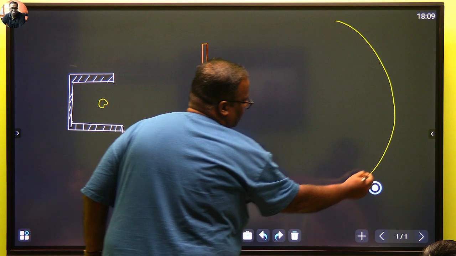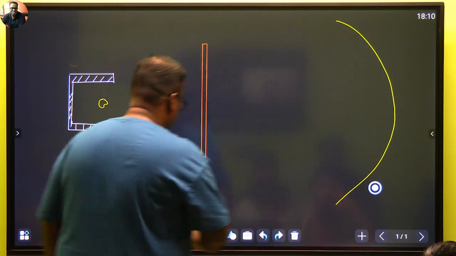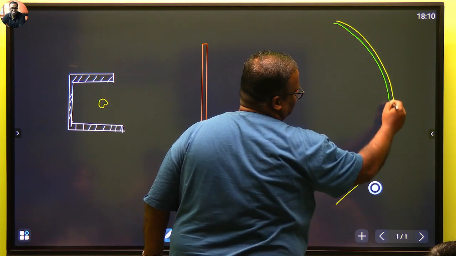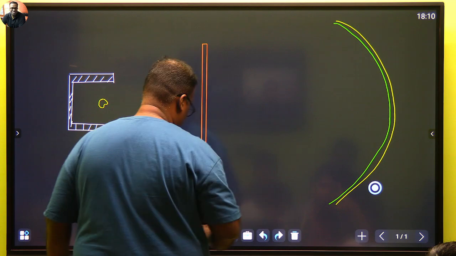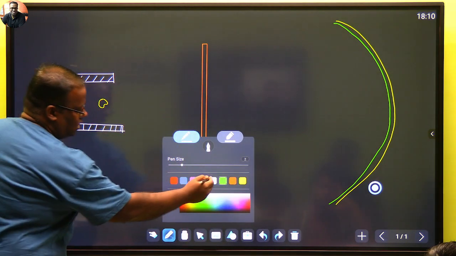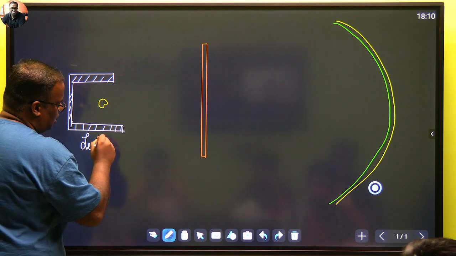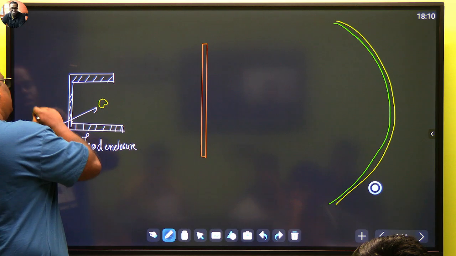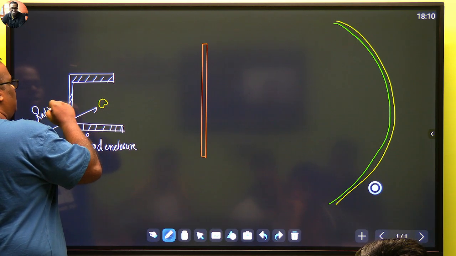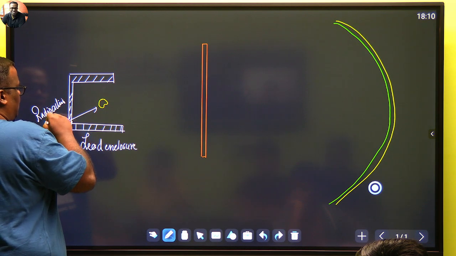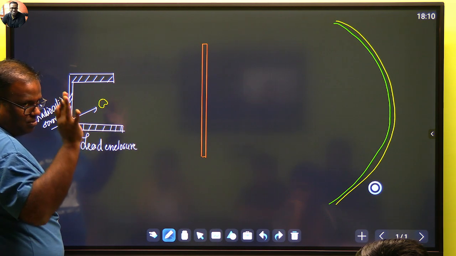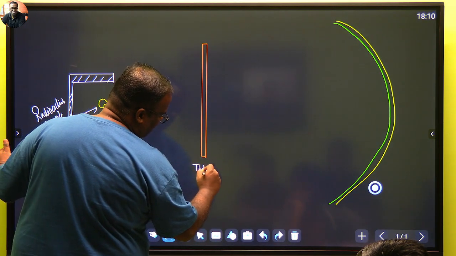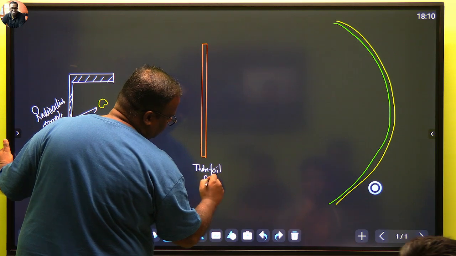A screen was kept, and this screen is coated with something known as zinc sulfide. So this is the lead box, the lead enclosure, and inside the lead enclosure is a radioactive sample. Look how he will destroy Thomson's model. Radioactive sample, and this is a thin foil, very very thin foil, and this thin foil is of gold.